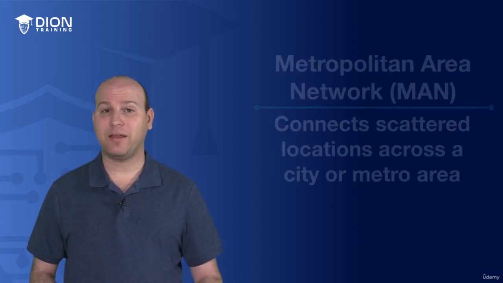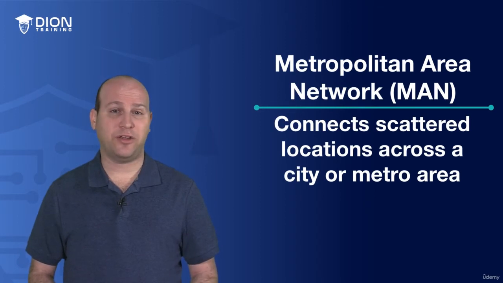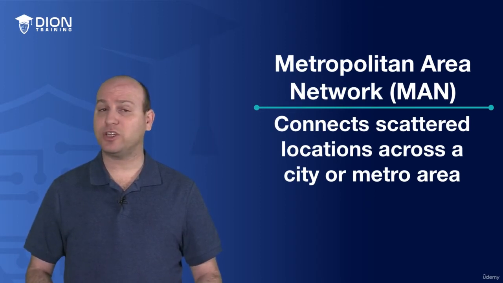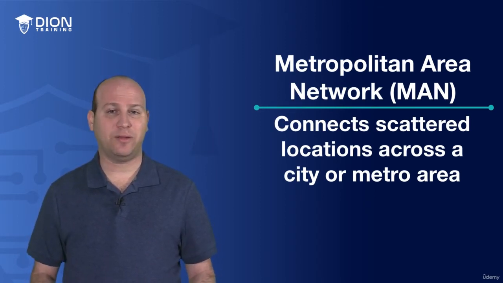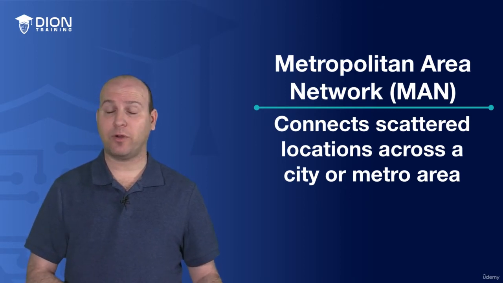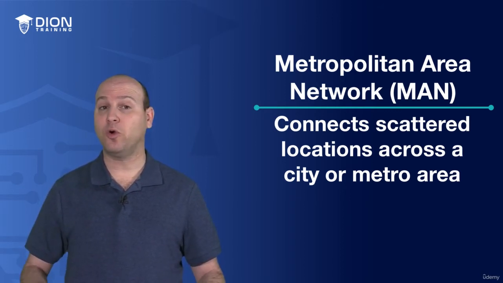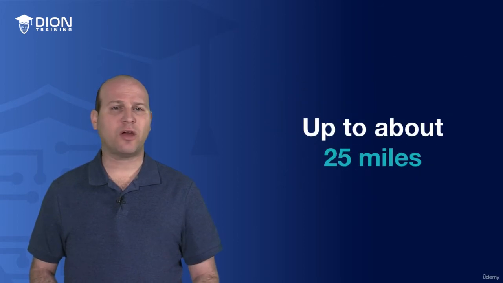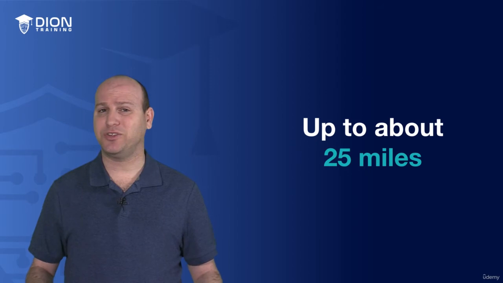It's called a MAN. A MAN is a metropolitan area network. This is going to connect locations that are scattered across the entire city. This is larger than a campus area network, but it is smaller than a global wide area network. And so this can cover an area up to about 25 miles, or maybe even a little bit bigger, depending on the size of your city.